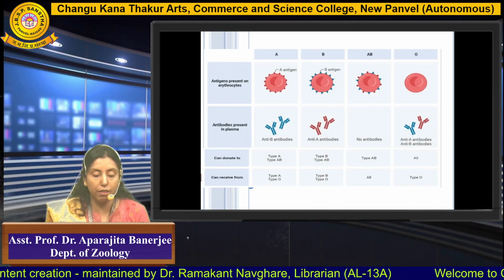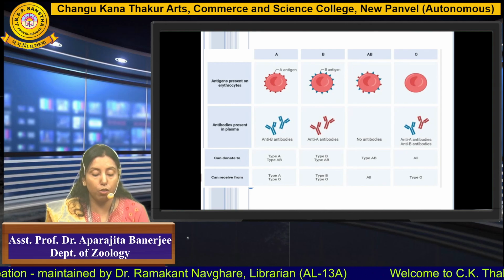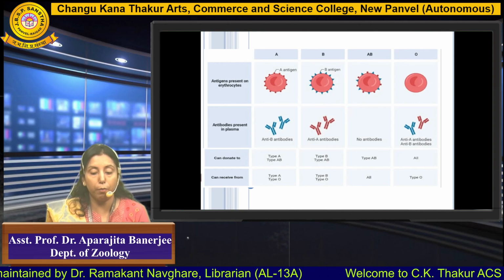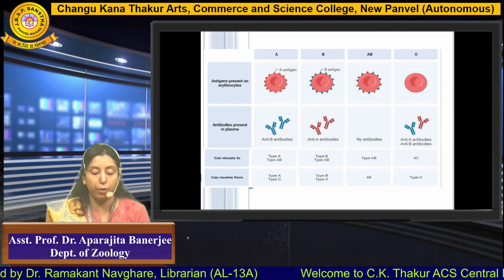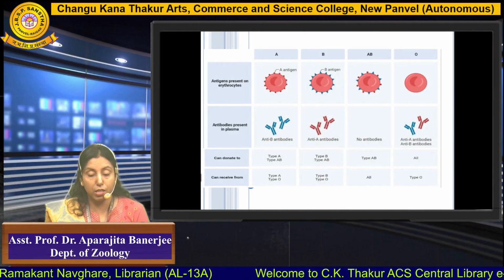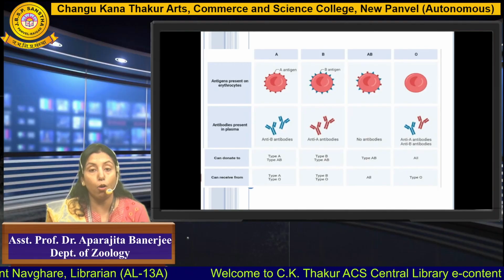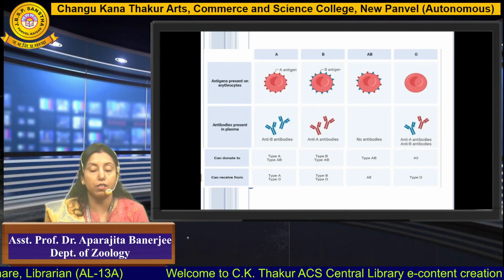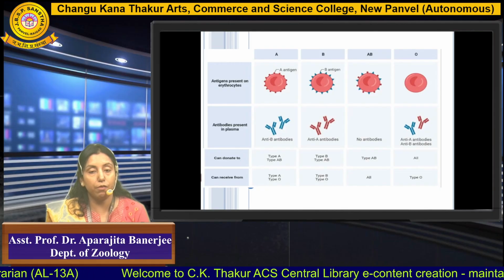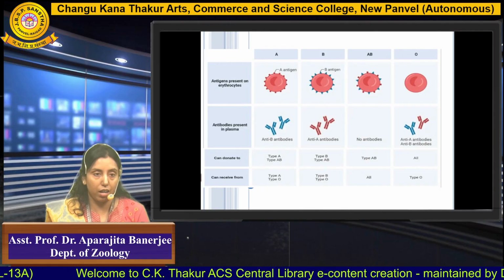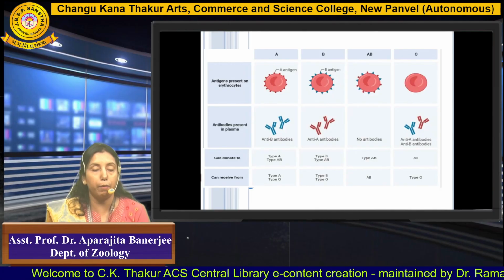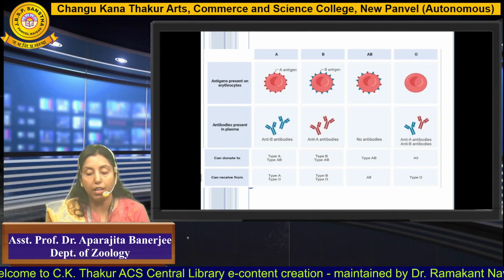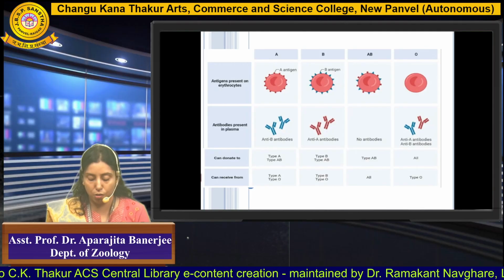From where can they receive? A person with A blood group can receive from type A and type O, a person with B blood group can receive from type B and type O, a person with AB blood group can receive from all other blood groups, and finally a person with O blood group can receive only from type O. So from this chart, we know why AB blood group is known as universal receiver and why O blood group is known as universal donor.